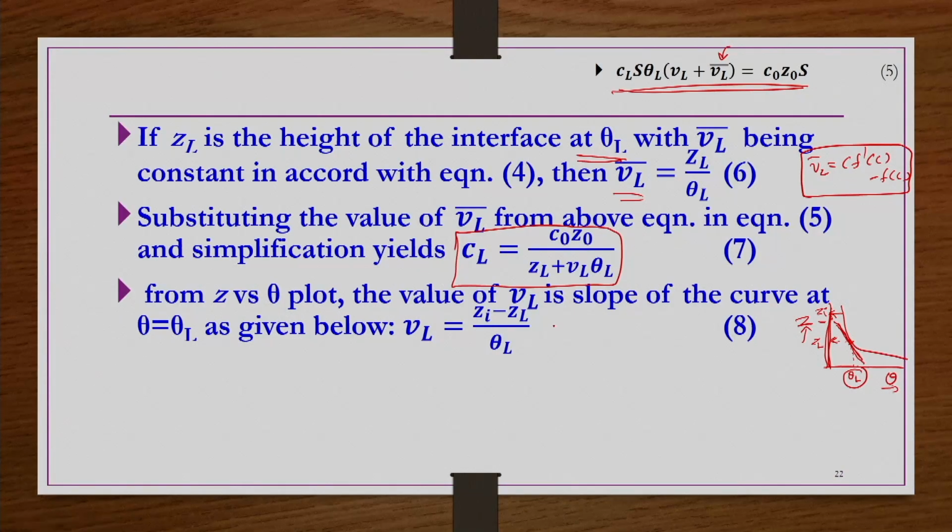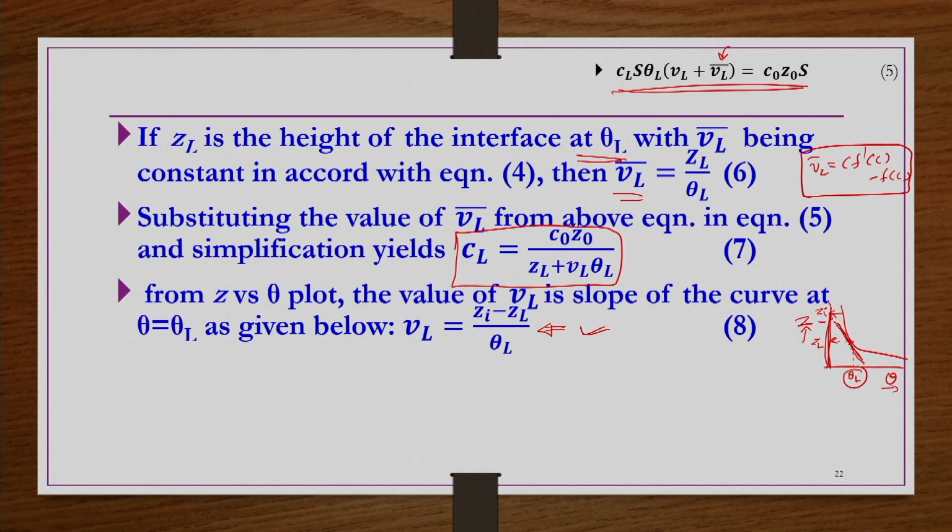That will give a settling velocity of the particle as negative, but we should have a positive value. So, Z I minus Z L divided by theta L. From here, the slope of this curve is nothing but Z I minus Z L by theta L, and that would be the settling velocity of the particles.